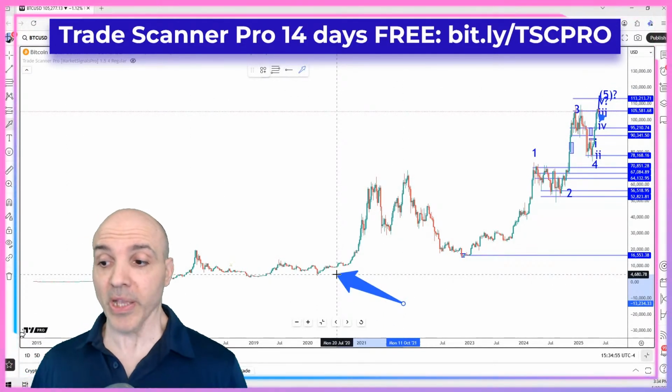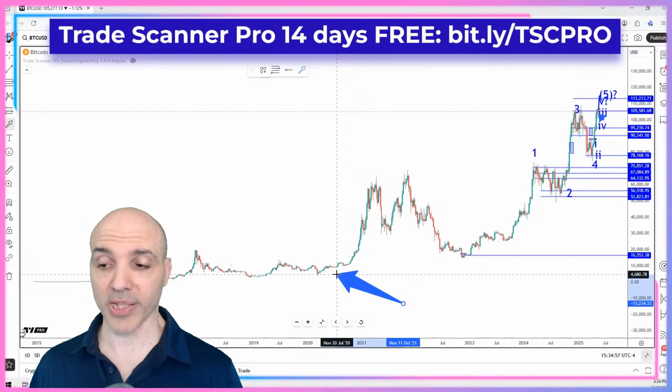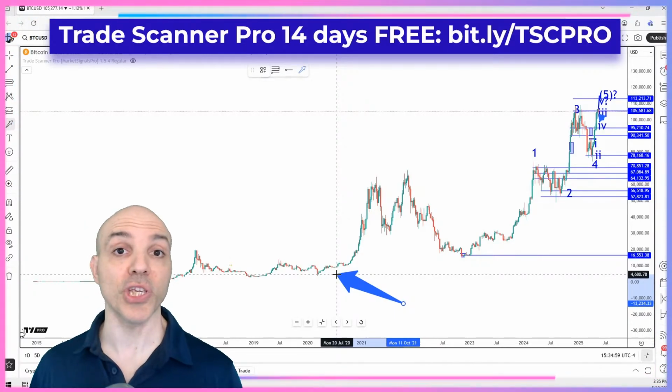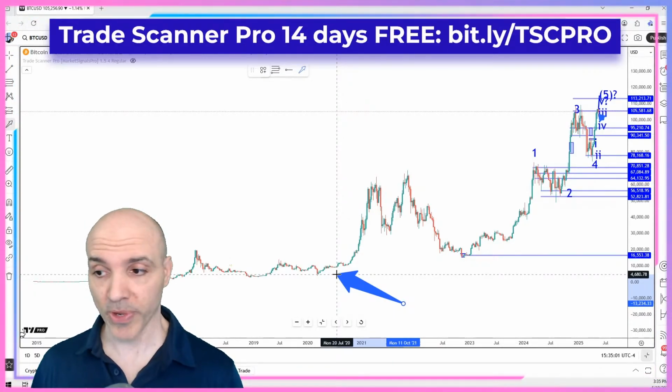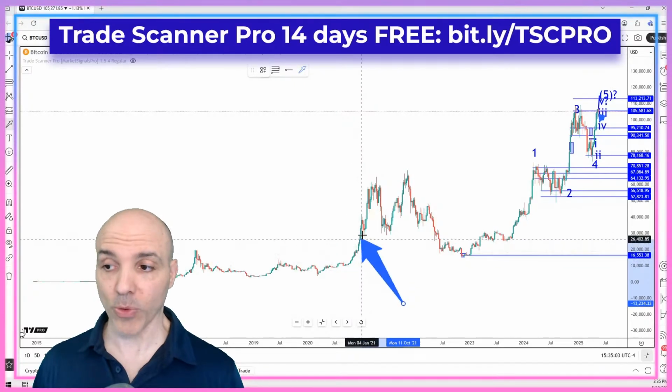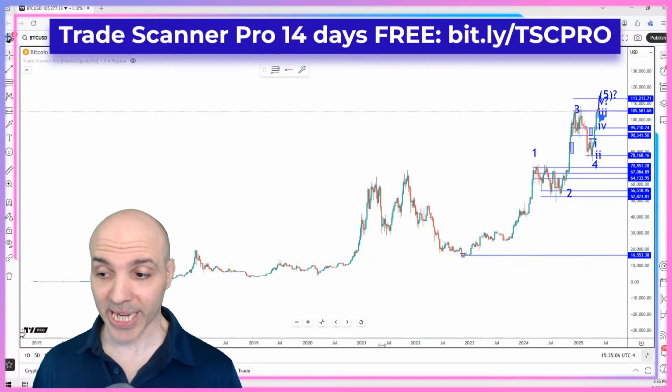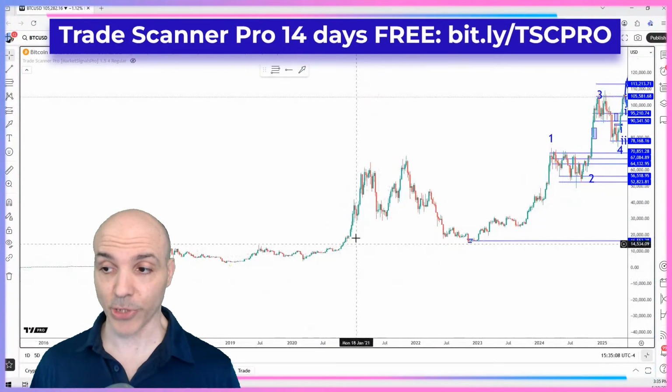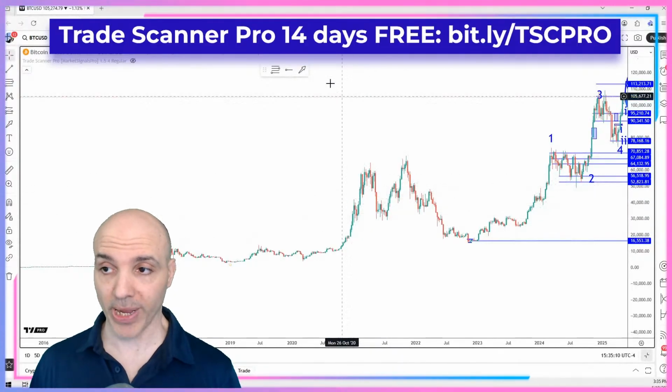Wave 2 prolonged itself. It lingered for 2 years. That was wave 2. Followed by what? Wave 3. Wave 3 is typically a very dramatic wave that gets a lot of attention. This is typical wave 3 right here.